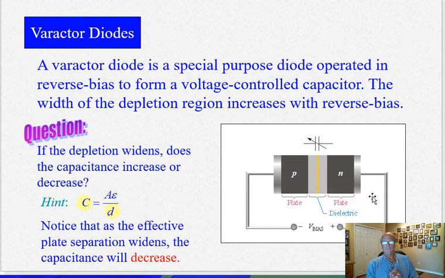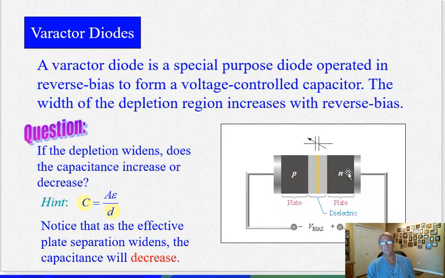Now we'll get into some RF stuff, radio frequency stuff. We study this in RF communications. Varactor diodes, they are operated reverse bias also, just like the Zener, except they're used as variable capacitors, voltage-controlled capacitors. Okay, so depending on how much reverse bias you put on them will determine their capacitance.